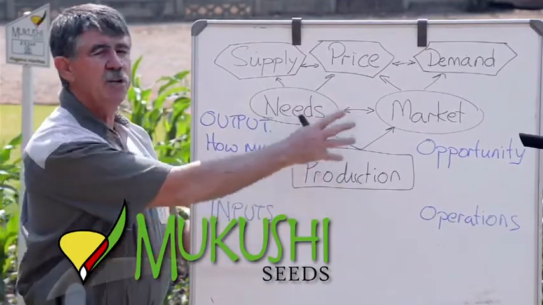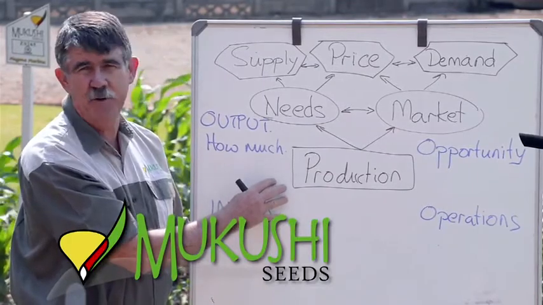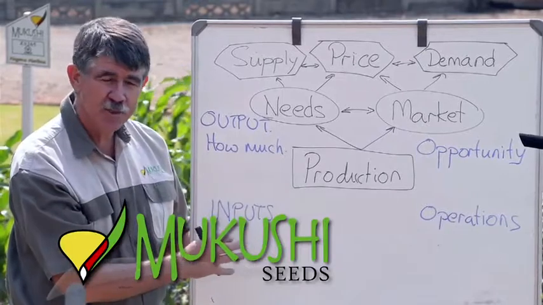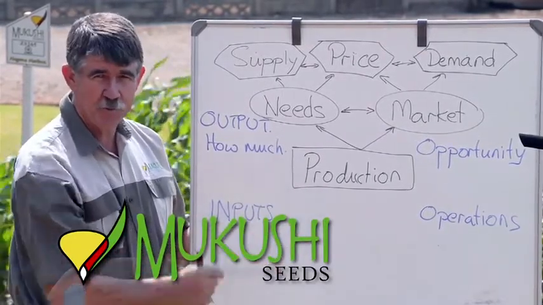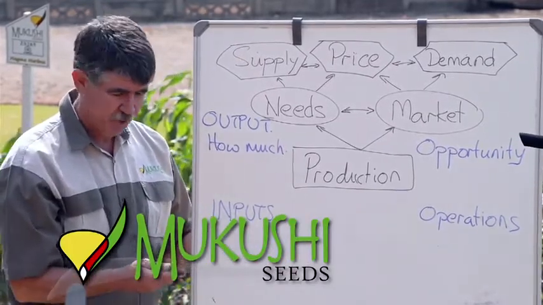Once you've looked at these issues, and you've decided how much grain of a particular crop you want to produce, then we need to look at the input side and the operations of your farm. And that's what I'd like to discuss this morning in this session.